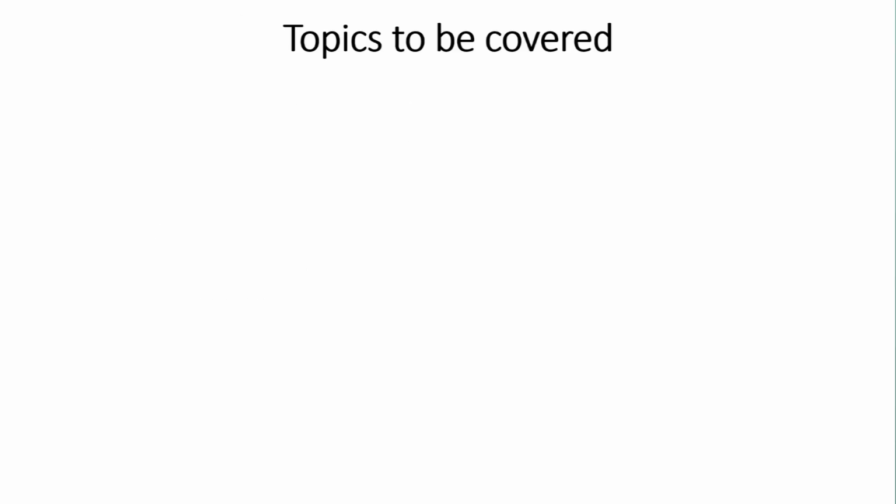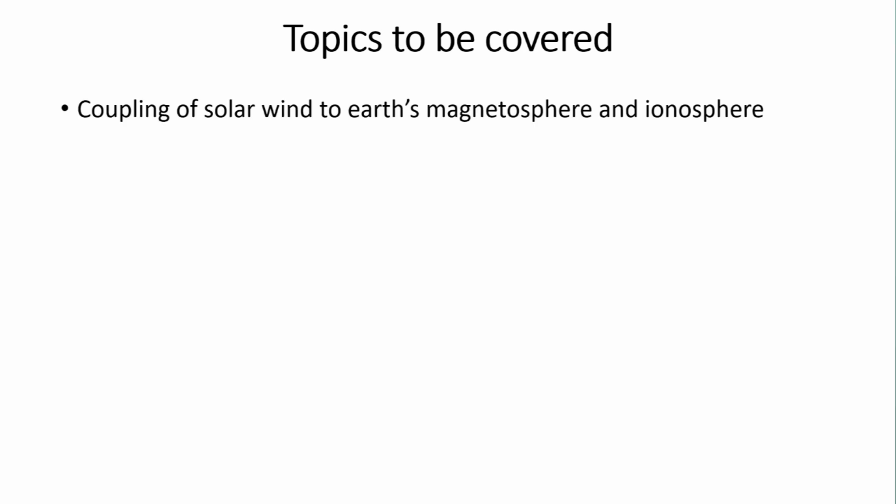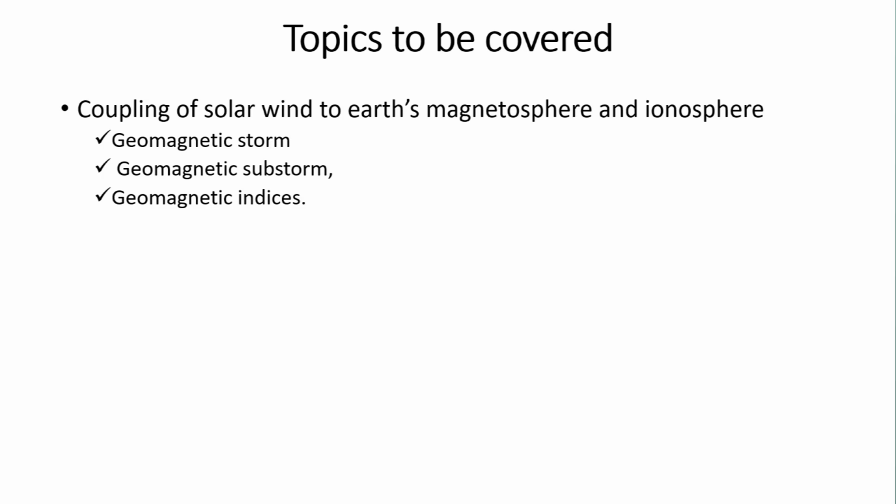Today in this session I will explain how this magnetic field reaches our Earth's magnetosphere and how the solar wind interacts with our Earth's magnetic field, that is called the magnetosphere. So today's topic is coupling of solar wind to the Earth's magnetosphere and the ionosphere. Here we will see the phenomena called geomagnetic storm and geomagnetic substorm, and the geomagnetic indices. Geomagnetic indices are basically the metrics by which we know the magnitude of the geomagnetic storm, how severe the storm is.